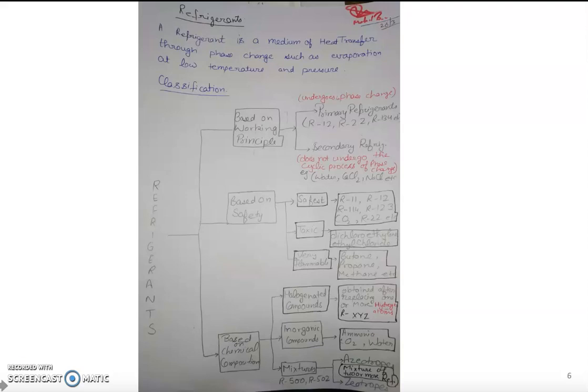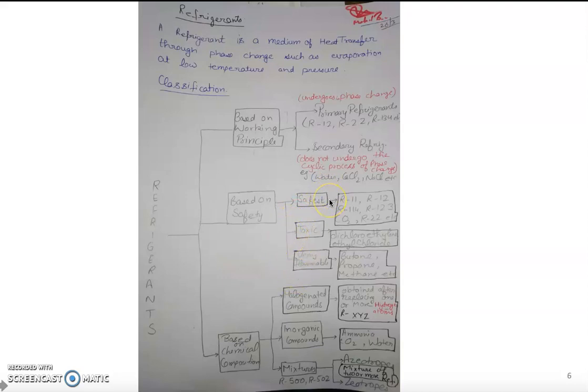So refrigerants are first classified based on the working principle, like primary refrigerant which undergoes the phase change process, like in VCRS, R12, R22, R134, etc. Secondary refrigerant: water, calcium chloride, sodium chloride. Now the second one is based on the safety. Based on the safety, it is classified into three categories: safest, toxic, and very flammable.